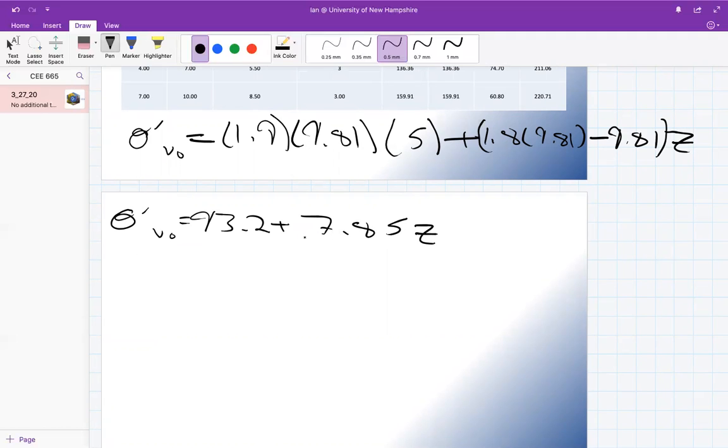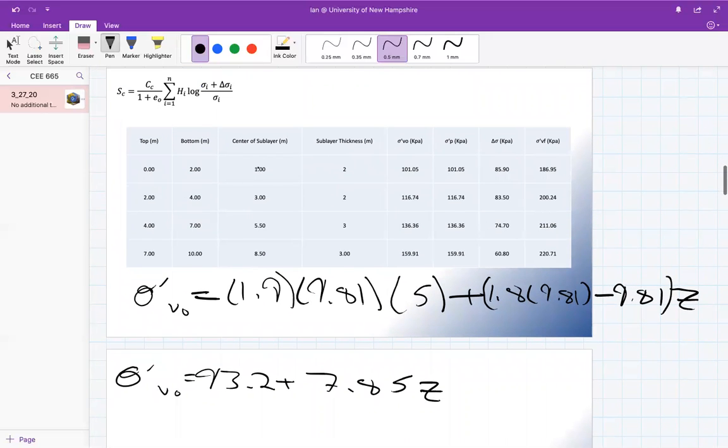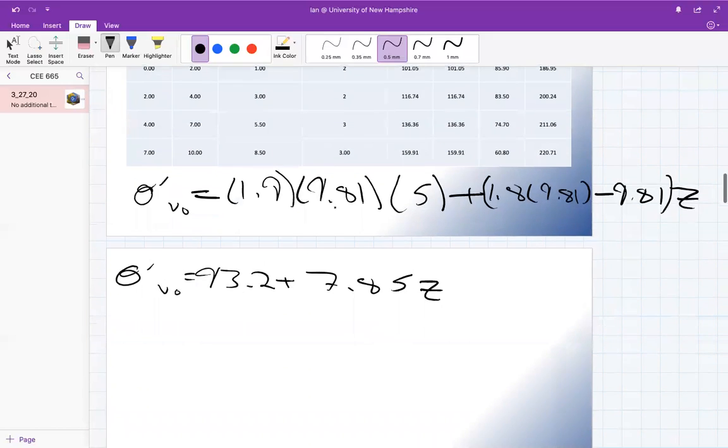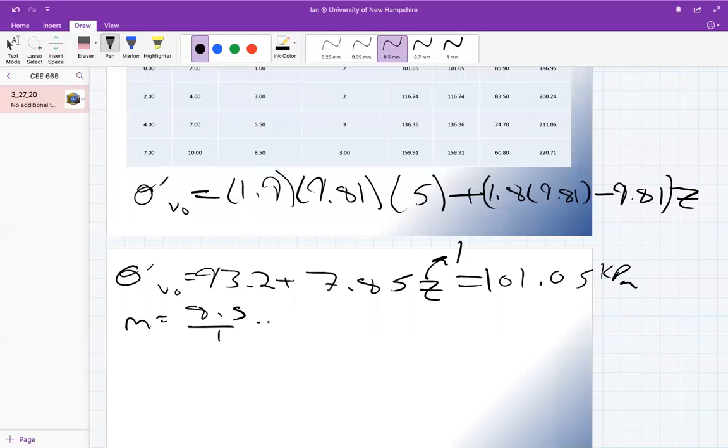So we have this equation, and now we're going to go up to the center of our first sublayer. We know that it's at a distance of 1, so we're going to say this Z is 1, where we will get a pressure of 101.5 kPa. And even at this sublayer, we're going to bring back our M, and we're going to say 8.5 over 1, which gives us 8.5, which also equals N.